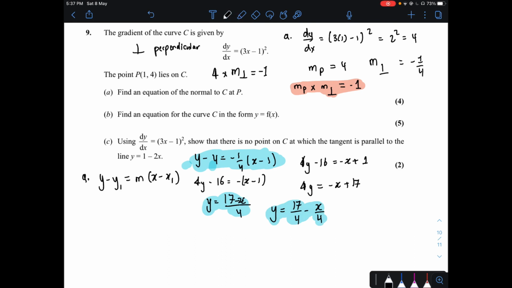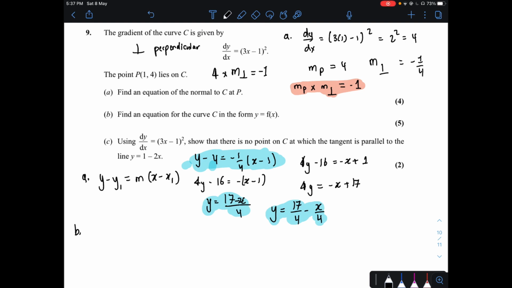So part B. The question says, find an equation for the curve C in the form y equals f of x. Now, what does that mean? So we have dy by dx. They're asking for y equals f of x. So this is integration, right? Now, we don't exactly know how to integrate this.